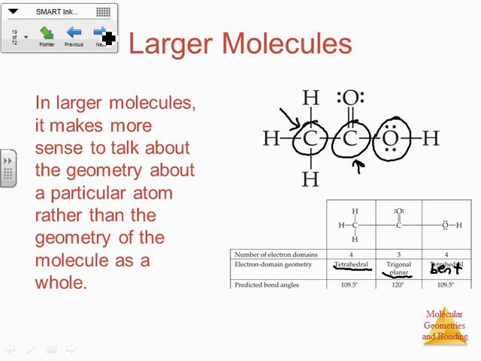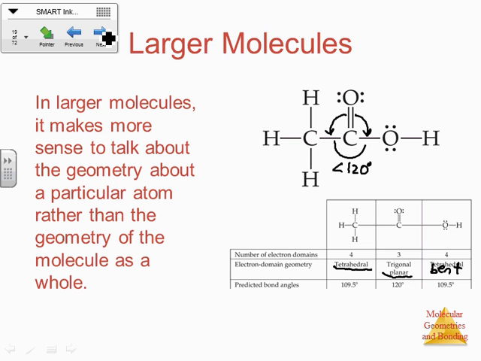Because two of those are lone pairs. And so, again, the predicted bond angles there are 109.5 on that last one, and 120 on this one. But we know that's not entirely true, because this double bond right here is actually going to push down on these. And so this bond right here is going to be a little bit less than 120.